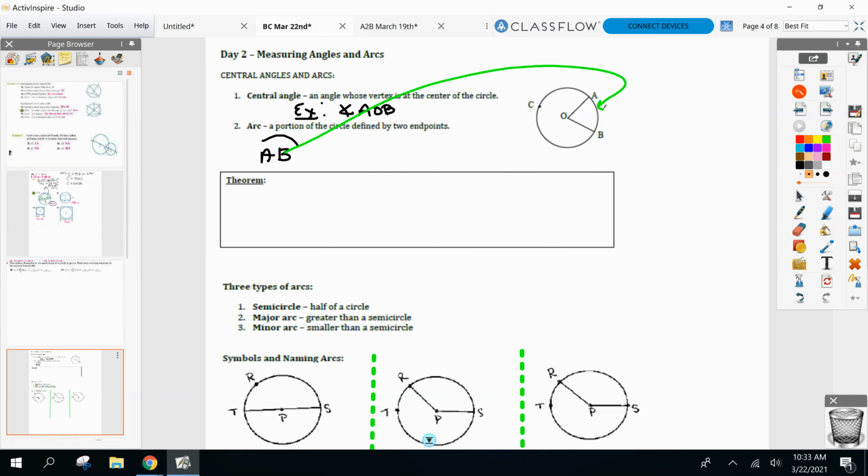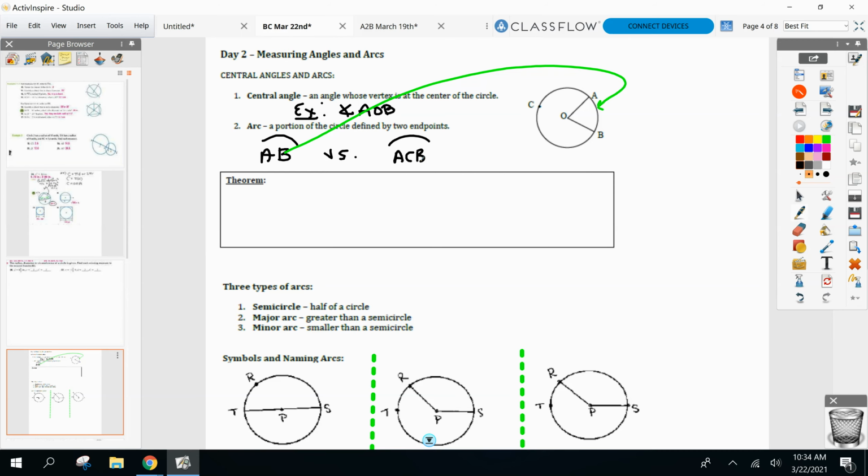Wait a second, Mr. Carlino. Couldn't you be going counterclockwise and start talking about this arc AB instead? Sure, but I'm not going to name it AB then. You know what I'll name it instead? I would name it arc ACB. Oh, you can use more than two. You're darn right. You can use as many letters as you want.